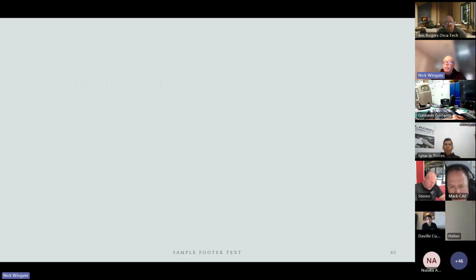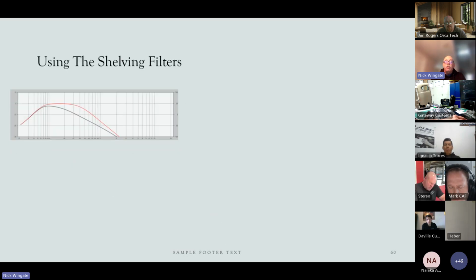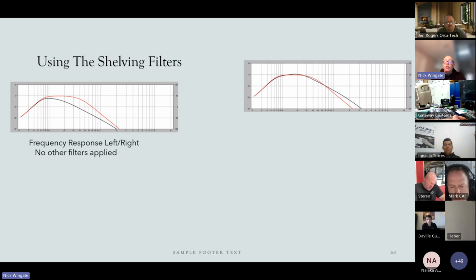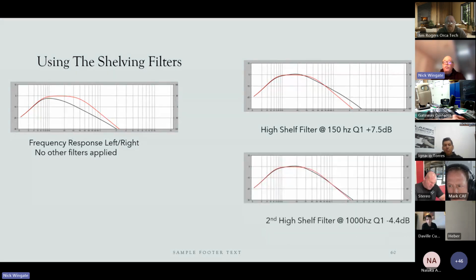That is the key to this whole thing. That's the way these things work. That's the way you can see it right here. Okay, I added 2 high shelf filters. I added one at 150 hertz and one at 1,000 hertz, and I turned it down a little bit. So you can see this is the mid-bass driver in the door on the left. This is the off-axis response. This is the mid-bass driver on the right. And you see what we did here.